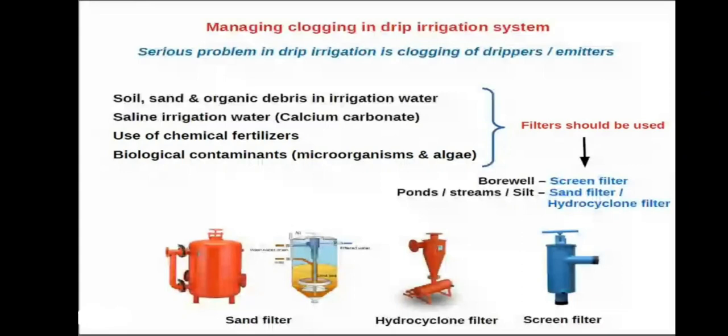I told you, when saline water is used, there is clogging of the drip. A serious problem in drip irrigation is clogging of drippers or emitters. Soil, sand, organic debris in irrigation water, saline irrigation water, calcium carbonate, use of chemical fertilizers, and biological contaminants such as microorganisms or algae are the main reasons for this.